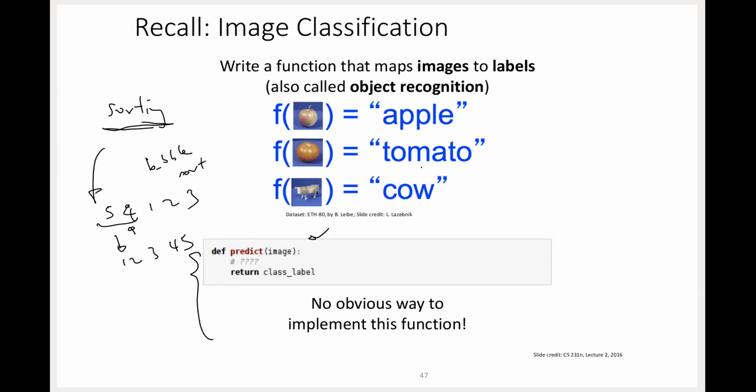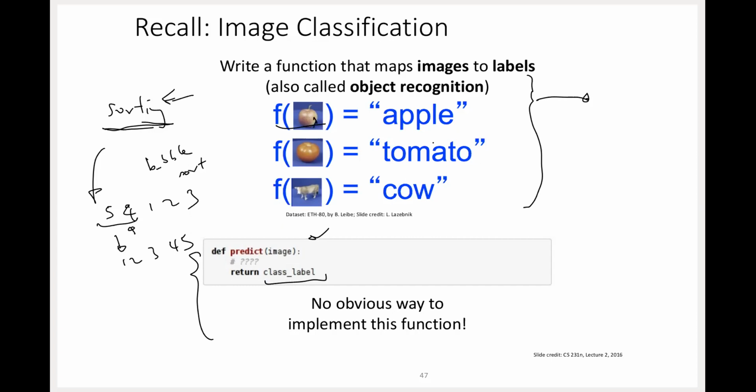For example, here I can also have a very well-defined problem. It's just a classification problem. But this does not fall into this classic approach of algorithmically solvable problems like the sorting here. For example, if I try to classify images, I have apple, tomato, cow, and say I want to have a function here, and I see this image, and I try to just return the class label.